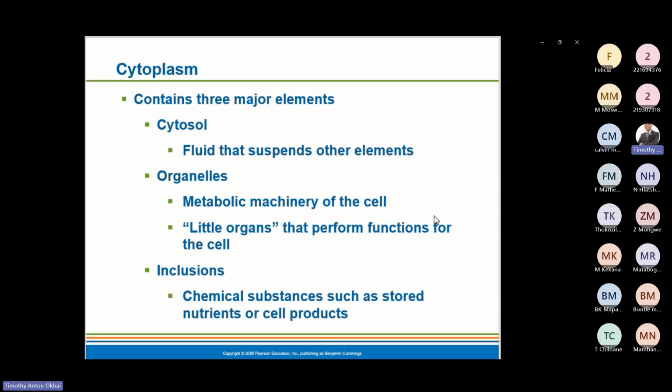So the cytoplasm contains these three major elements: the cytosol, the organelles, and the inclusions. The cytosol is the fluid that suspends other elements. The organelles that we just talked about are the metabolic machinery of the cell, and they are little organs that perform functions for the cell. The inclusions are chemical substances that are stored, like stored nutrients or cell products. So these are the three major elements of the cytoplasm.